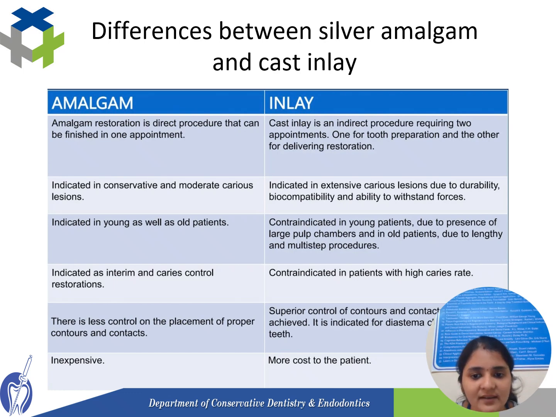Inlay is contraindicated in younger patients due to the presence of large pulp chambers, and in older patients due to lengthy and multi-step procedures. Amalgam is indicated as an interim and caries control restoration, whereas inlay is contraindicated in patients with high caries rate. In amalgam, there is less control on the placement of proper contours and contacts, and in the case of inlay there is superior control of contours and contacts, and it is indicated for diastema closure procedures also. Amalgam is inexpensive when compared to inlay. Inlay is more cost effective to the patient.